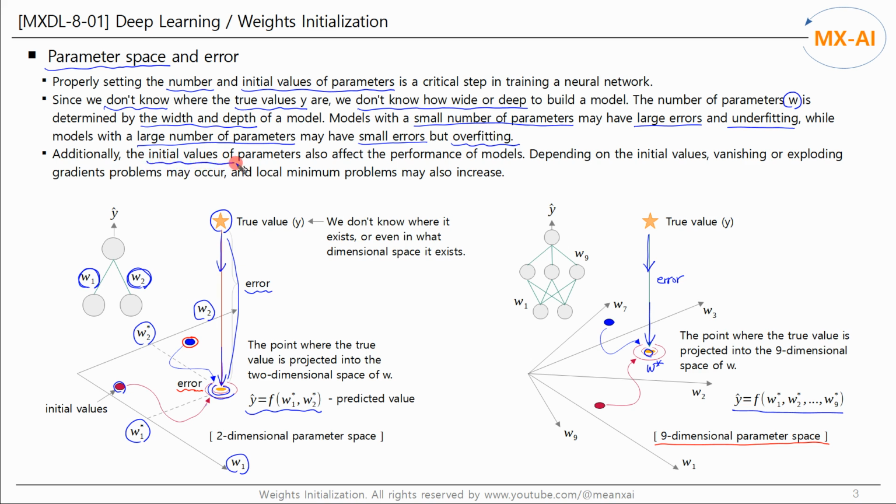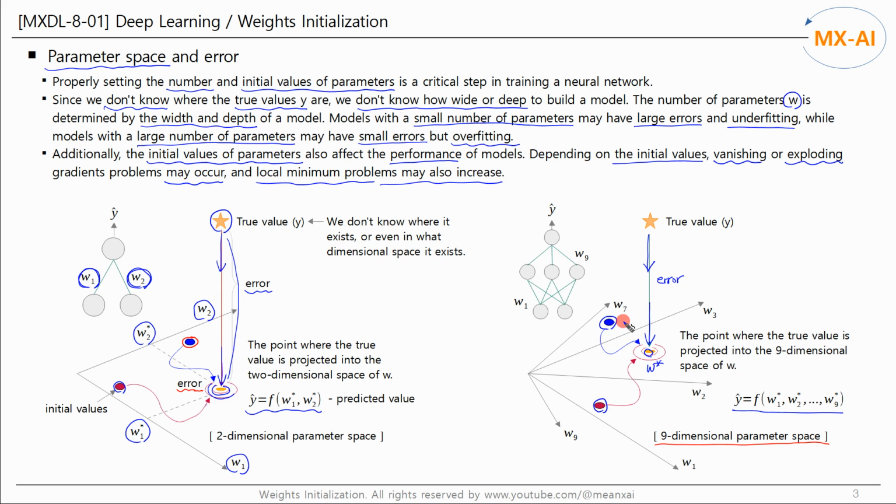Additionally, the initial values of parameters also affect the performance of models. Depending on the initial values, vanishing or exploding gradients problems may occur, and local minimum problems may also increase. The performance of the model may differ if the initial point of W is here or here. Therefore, it is necessary to set the initial values of W appropriately. This is the main topic of this series, weights initialization.